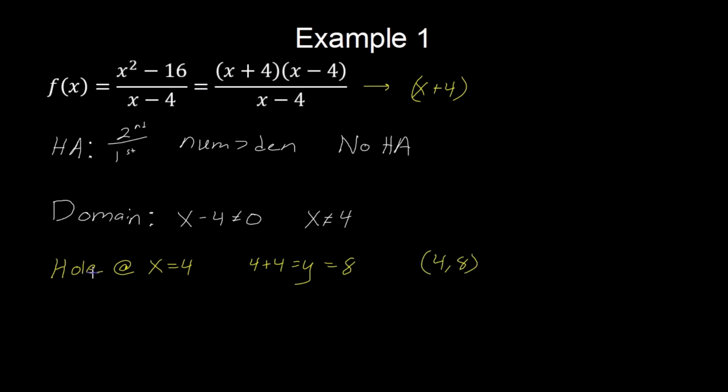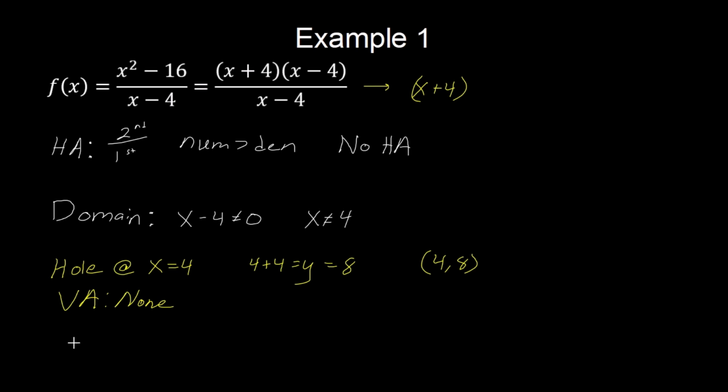And I knew that there was going to be a hole because this restriction canceled out. Since that's the only restriction, that means I have no vertical asymptote as well. There are no restrictions that didn't get canceled out.